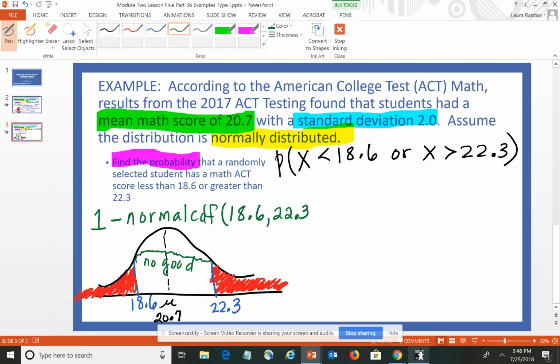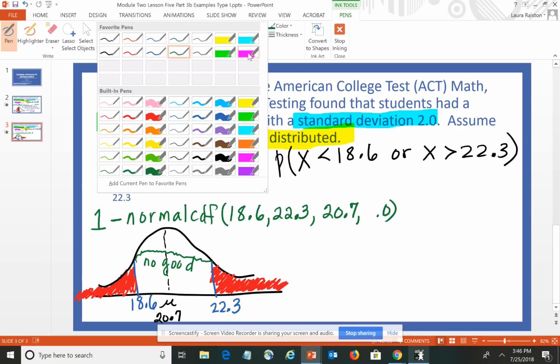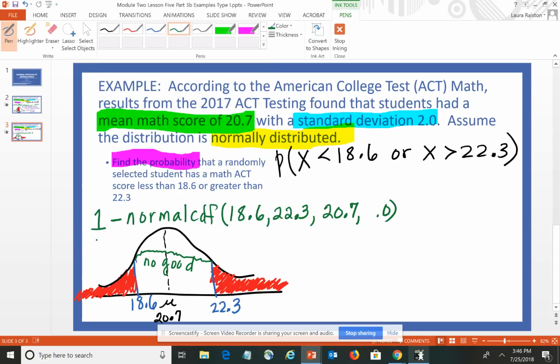So we start at 18.6, go to 22.3, mean of 20.7, standard deviation of 2. But the key thing, and the one thing that students tend to forget, guys, you've got to remember in this scenario, you have to put this 1 there. If you don't put the 1 there, you'll get the wrong answer.